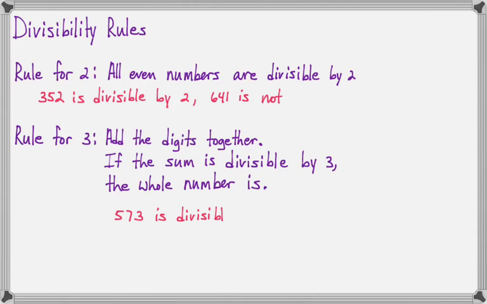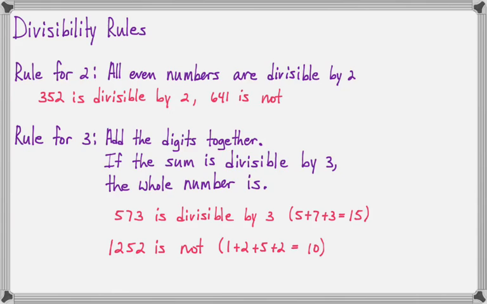For example, 573 is divisible by 3. I know that in advance because 5 plus 7 is 12 and 12 plus 3 is 15. Since 15 can be divided by 3, this big number can be divided by 3. Isn't that neat? I really like that trick. But 1252 is not divisible by 3 because 1 plus 2 is 3, 3 plus 5 is 8, and 8 plus 2 is 10. 3 won't go into 10, therefore 3 won't go into this large number. So see, it saves us a lot of dividing and a lot of working out things by trial and error.